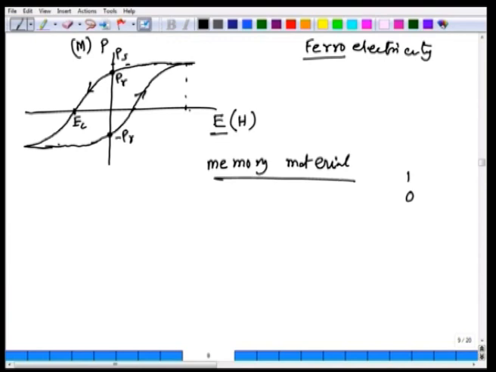But this is the behavior of this material, and these are ferroelectric materials, a very important class of materials in engineering.